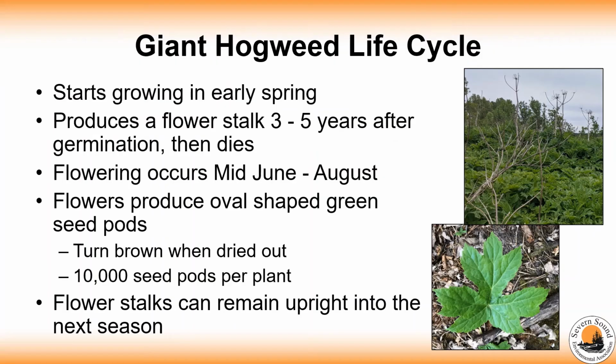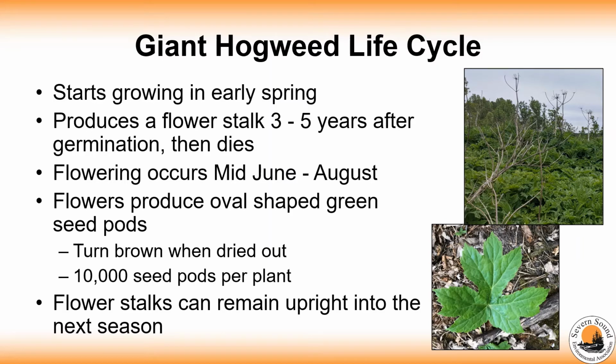Giant hogweed is one of the first plants to start growing in early spring, which is how it shades out native vegetation and prevents its growth. It's a perennial plant and lives for about 3 to 5 years before it flowers and dies, and the flowering occurs between mid-June to early August. And then in August, it produces seed pods that are green and oval-shaped, growing about 1 centimeter in length. The seed pods eventually turn brown when they dry out, and just one plant commonly produces 10,000 seed pods.